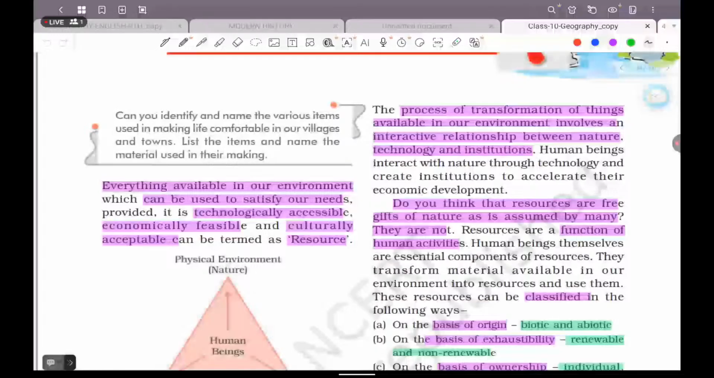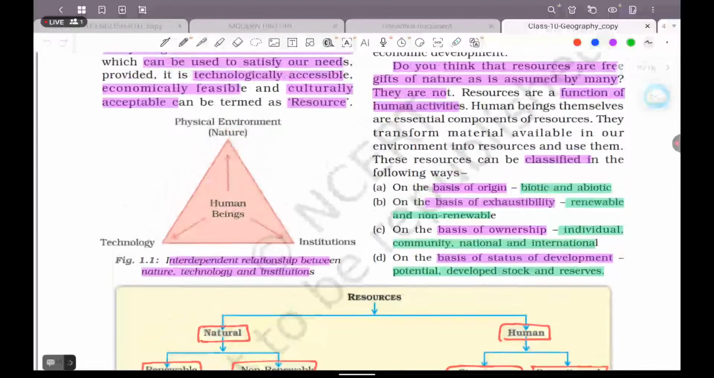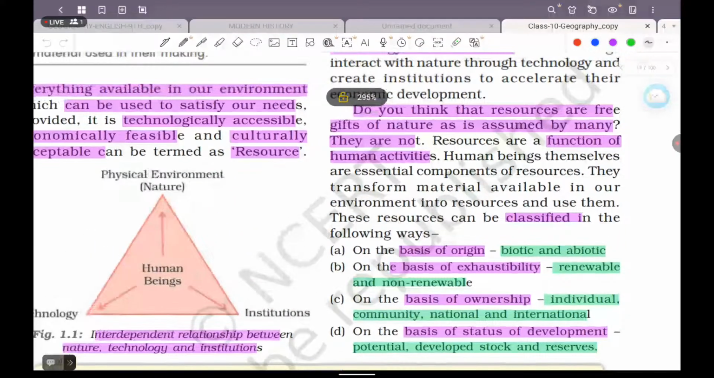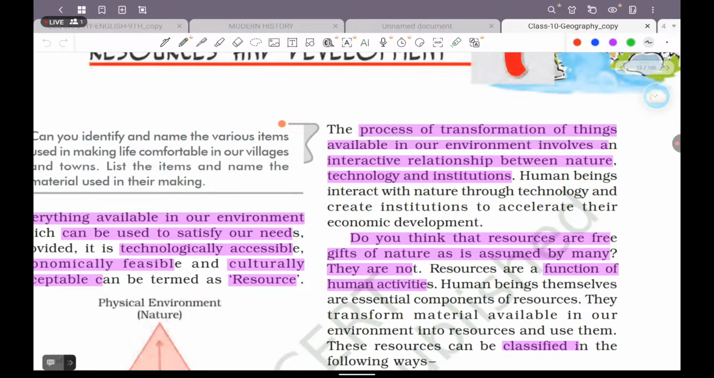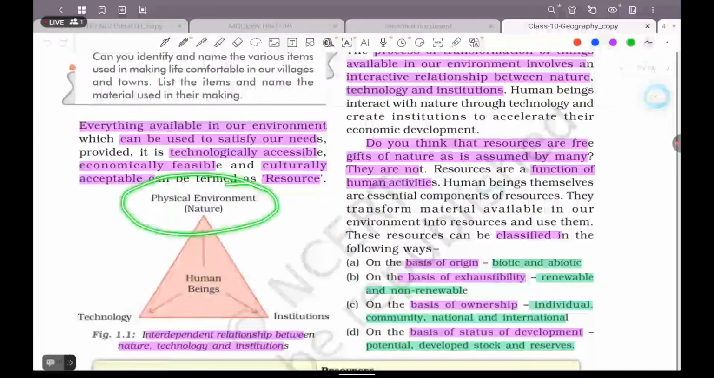And here you can see a diagram showing the relationship between the physical environment, technology, and institution. It says that the process of transformation of the things available in our environment involves an interactive relationship between nature, technology, and institution. So there is a relationship between the physical environment, nature, technology, and institution.